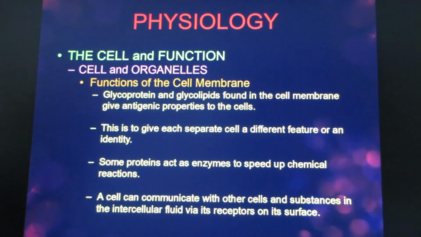Some proteins act as enzymes to speed up chemical reactions. When we say enzymes, we know that they're in fact proteins, but they're specific proteins to catalyze chemical activities and increase the speed of these chemical reactions. And they're called enzymes. A cell can communicate with other cells and substances in the intercellular fluid via its receptors on its surface.